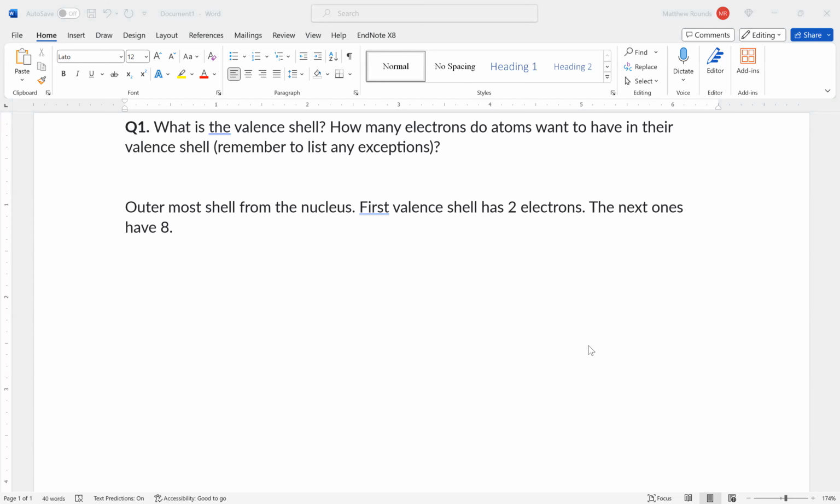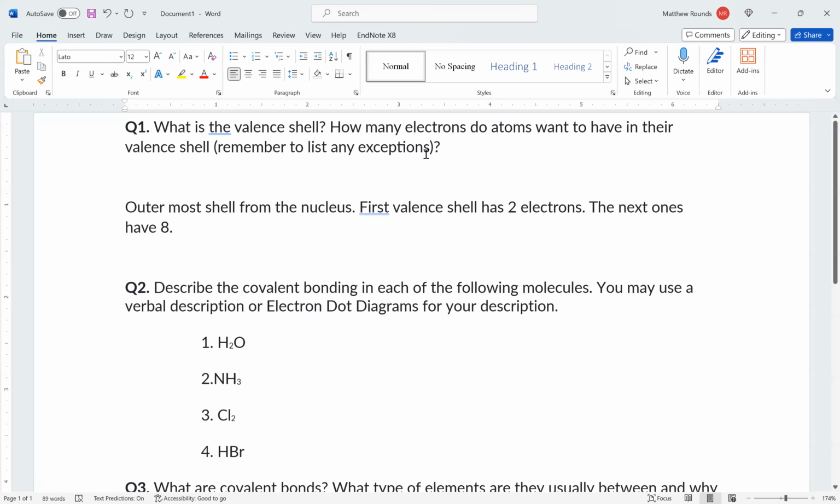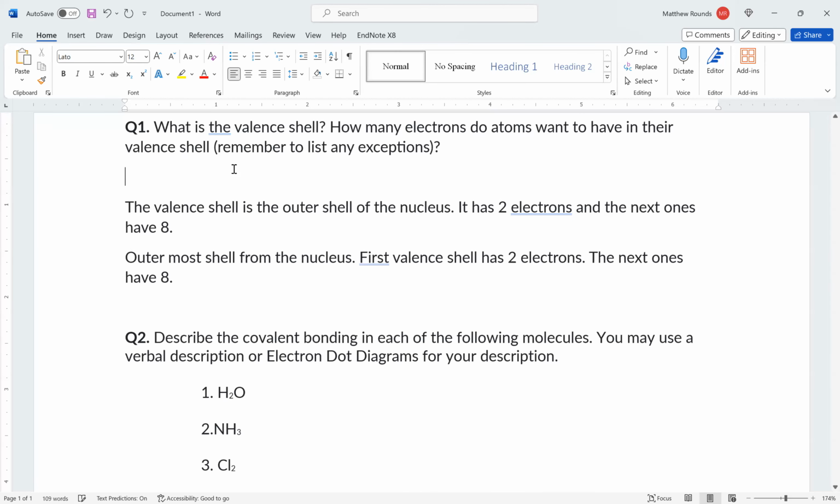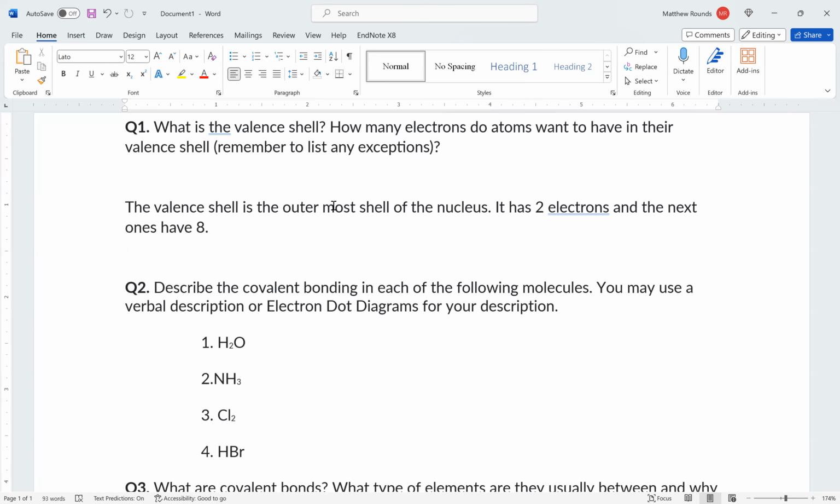All right, I just typed it in the chat. So it's always a good idea to use some of the words from the problem here, which is what you did. Valence shell is the outer. Sometimes I like seeing the outermost shell of the nucleus. It has 2 electrons, and the next ones have 8. Perfect. Okay. Very good. All right.